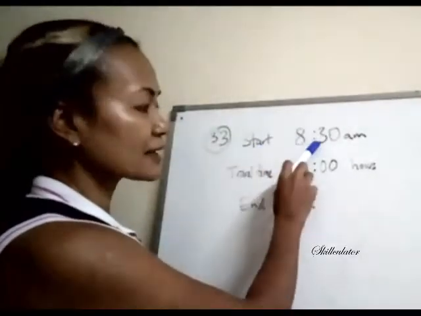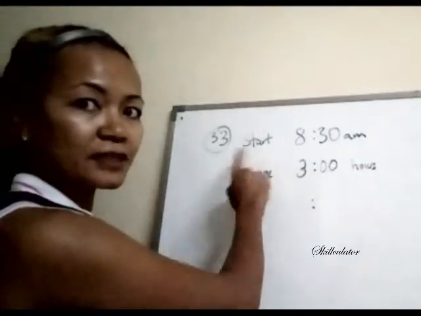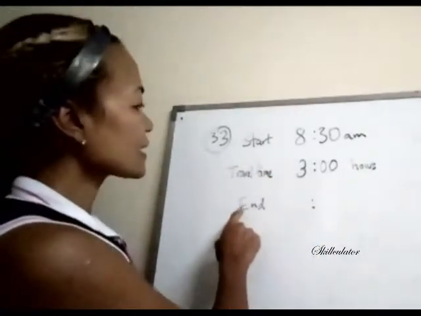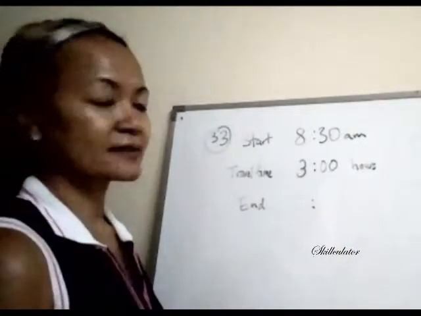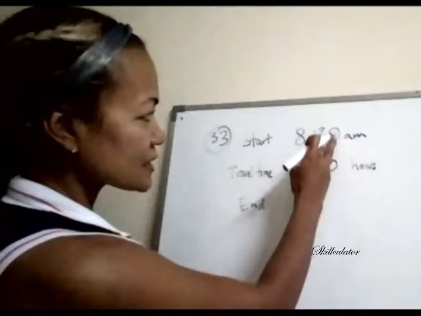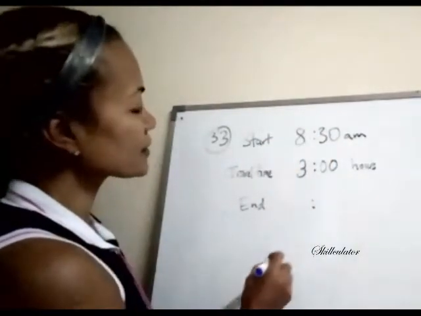The bus leaves Rakiraki at 8:30 a.m. That's the start time for the journey. We have here the travel time of 3 hours, and we want to know the end time. The thing you can do is just add these columns straight down as if it were addition.